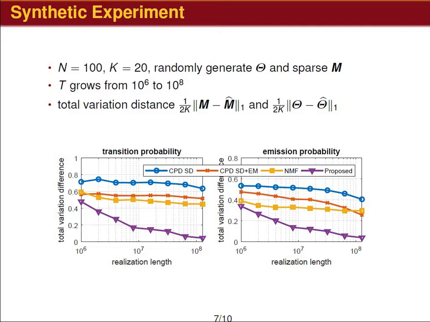On synthetic data, we show that this indeed works much better in terms of recovering the model parameters. Here we keep 20 latent states and 100 observed states, randomly generate the transition and emission probability, and we let the number of samples go from 10 to the 6th to 10 to the 8th. Comparing with some of the tensor-based methods and non-negative matrix factorization, we see that the recovery result is much better, even going down to 0, whereas the others still have a large gap to fill.